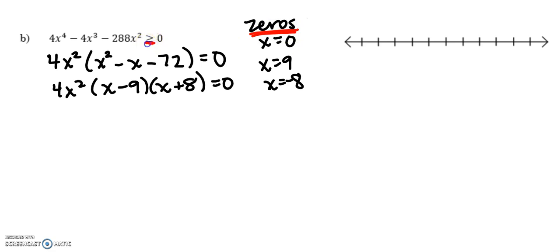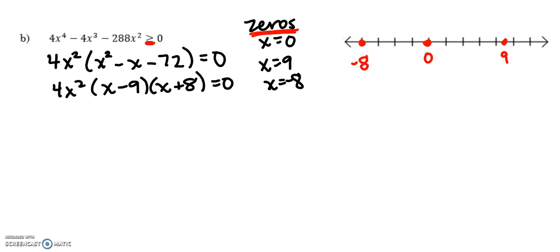Was it okay to be equal to 0? Good. Hopefully you answered yes. In which case, when I plot these numbers, I can do filled in circles. So I'm going to pick 0 to be here, and I'm going to count by 2's. So here's 0. This would be 2, 4, 6, 8, 9. And -2, -4, -6, -8.